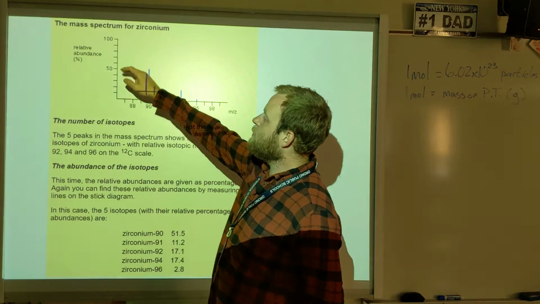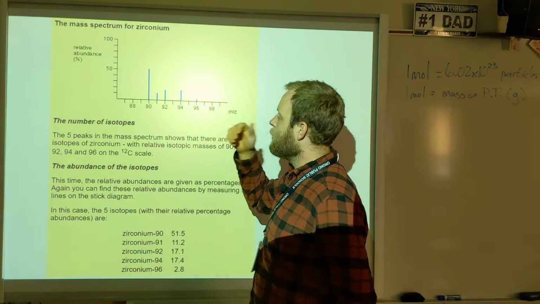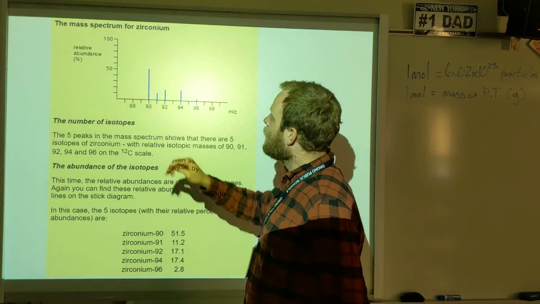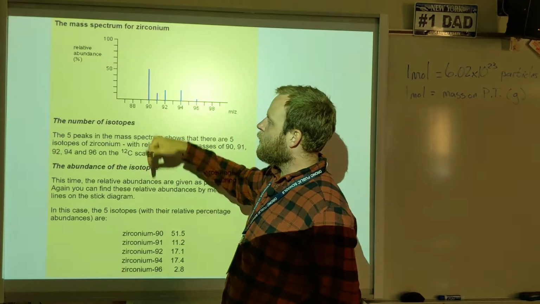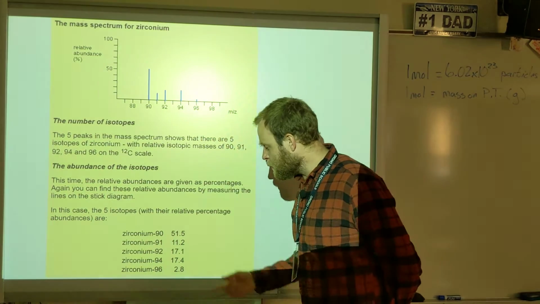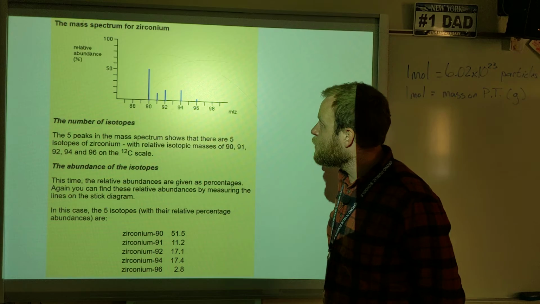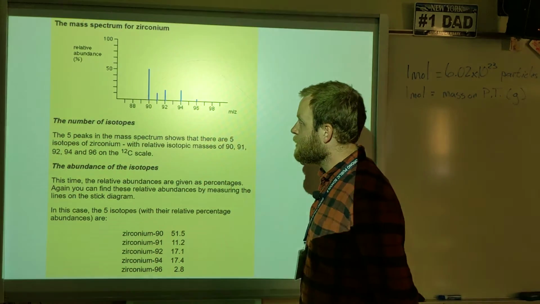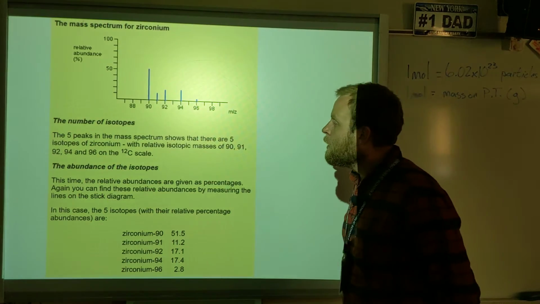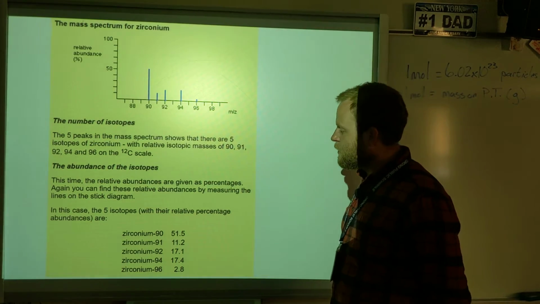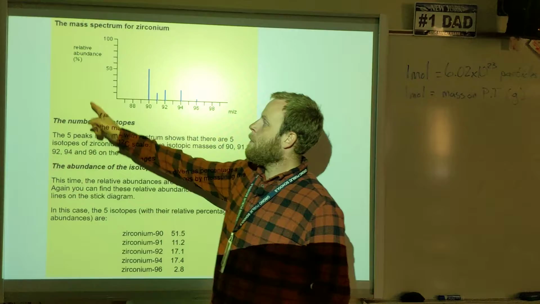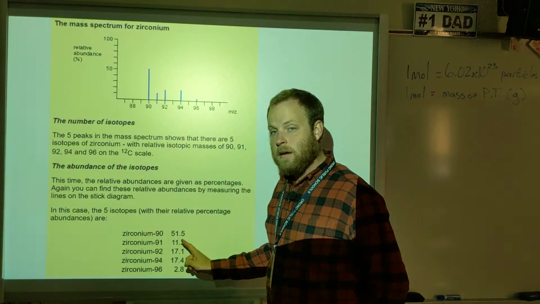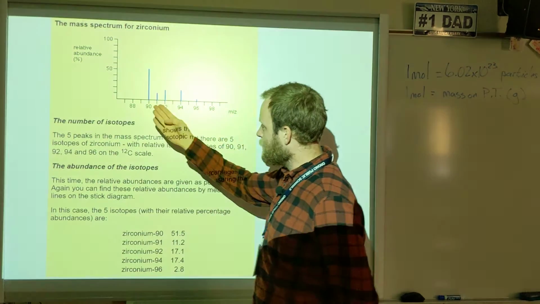You can use the y-axis to estimate where it actually is. Hopefully on the AP test, there's actual grid lines in the graph so that it's easier to read, because there's no way I would be able to tell that it is 51.5. Looks closer to 60 to me, but what do I know? Anyway, that's what all that says. So 51.5% of zirconium has a mass of 90.